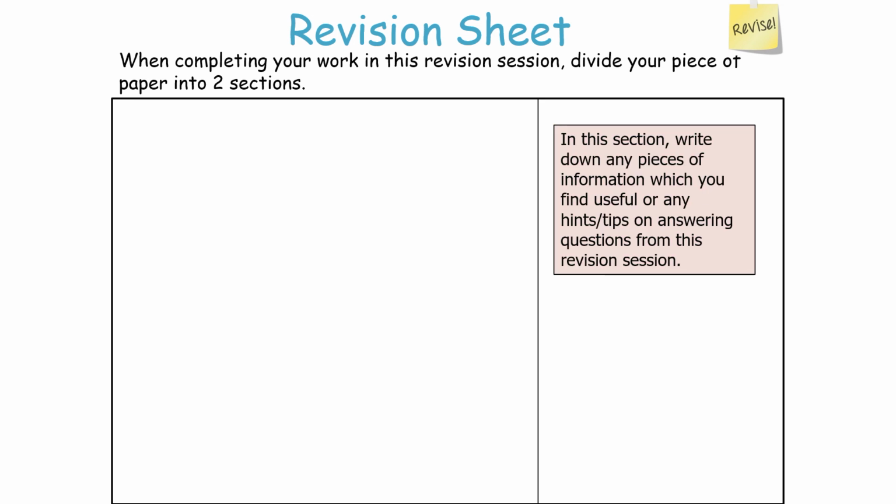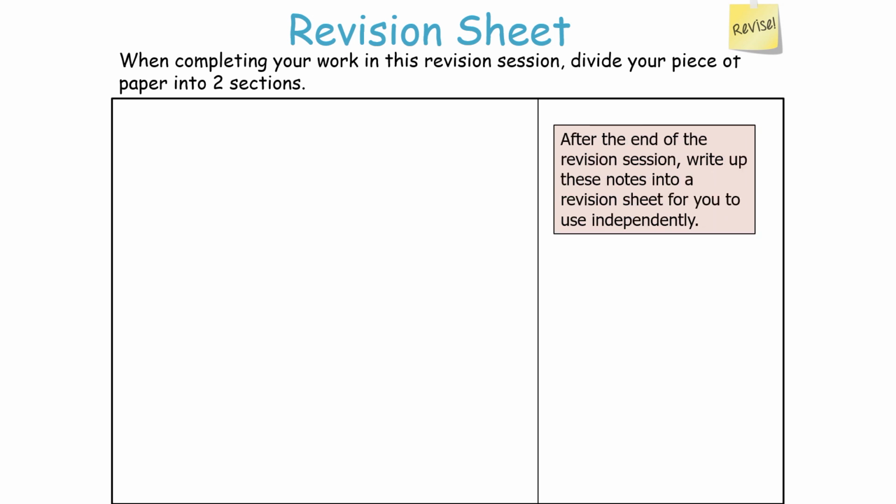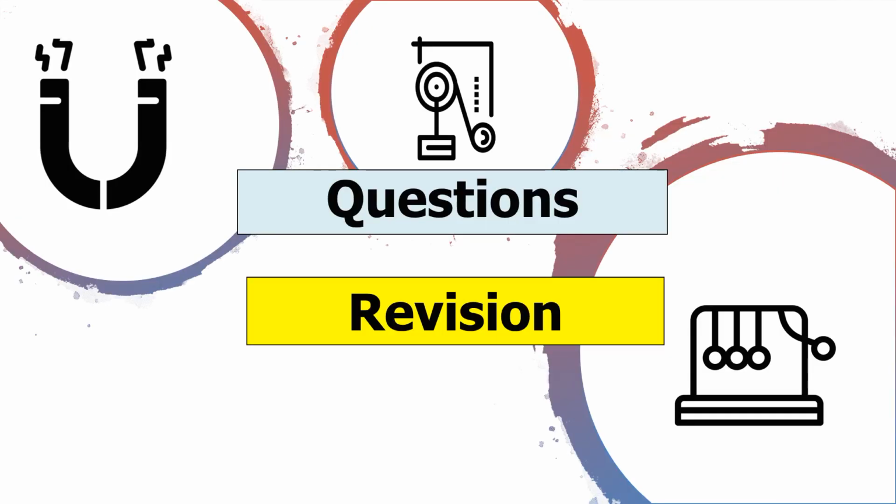In the other section, write down any piece of information which you find useful or any hints and tips on answering questions from this revision session. And at the end of the revision session, write up these notes into a revision sheet for you to use independently. So let's have a look at some of the questions which are all based on topics from GCSE Paper 1 for Combined Science in 2022.